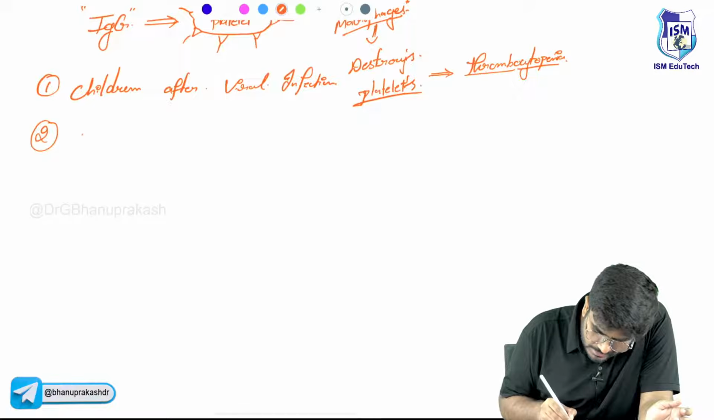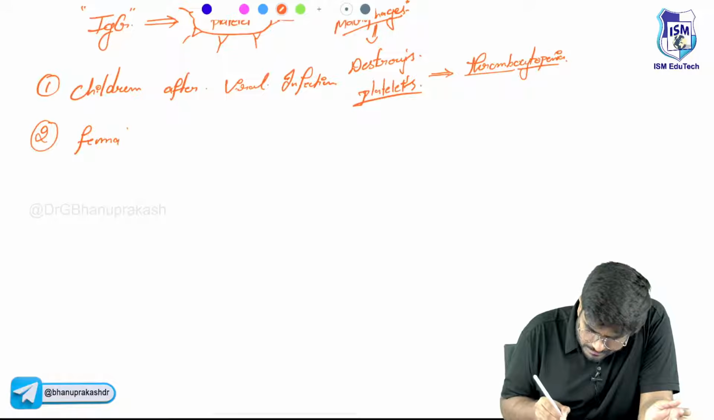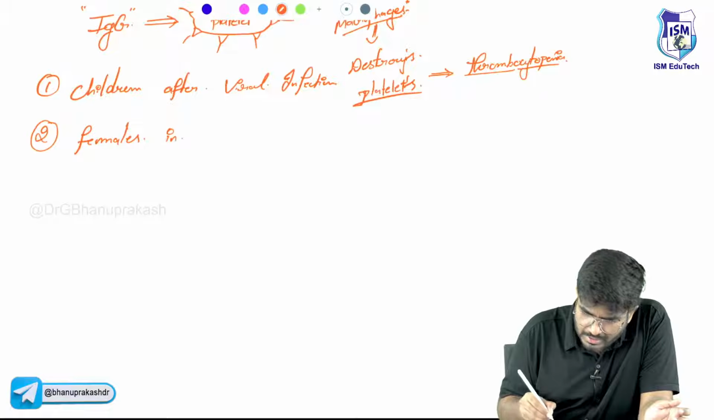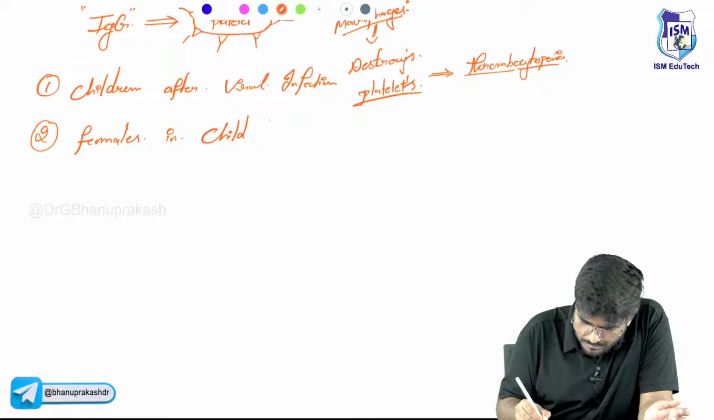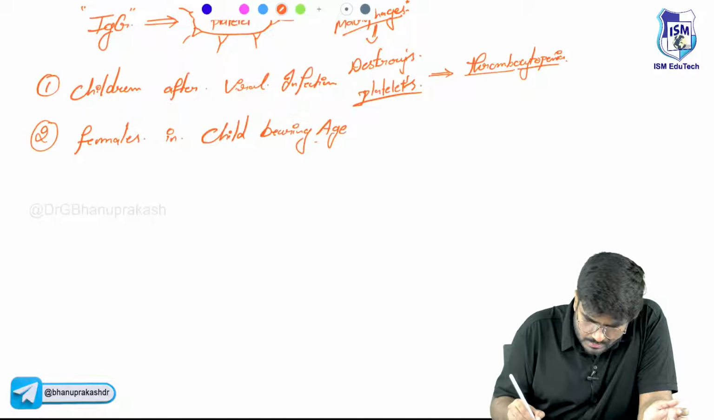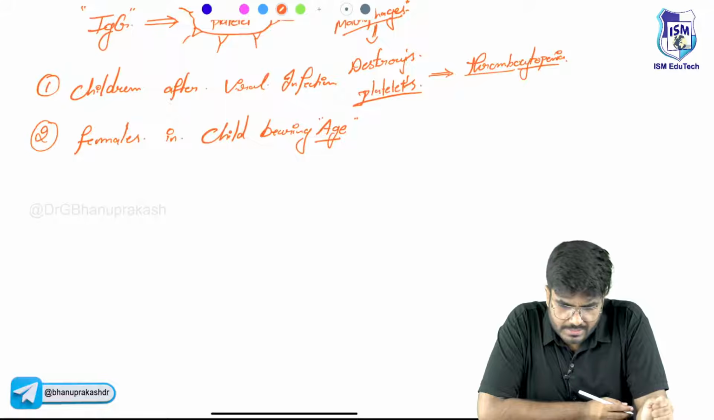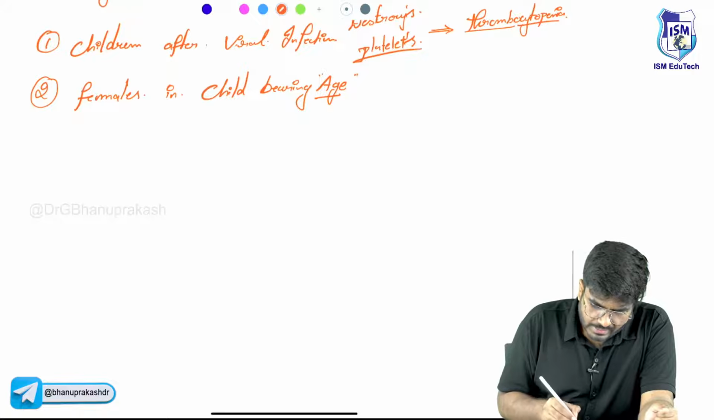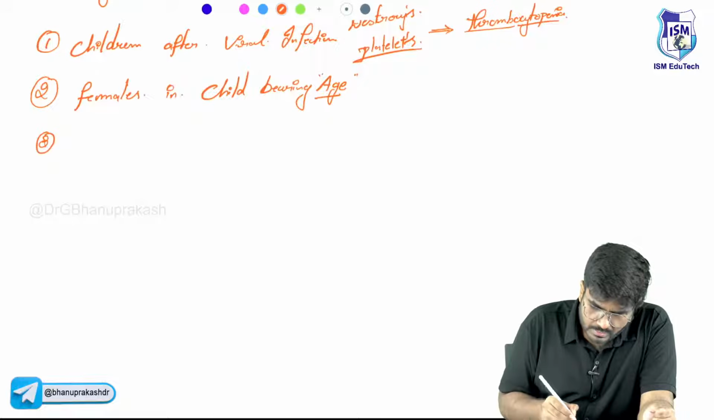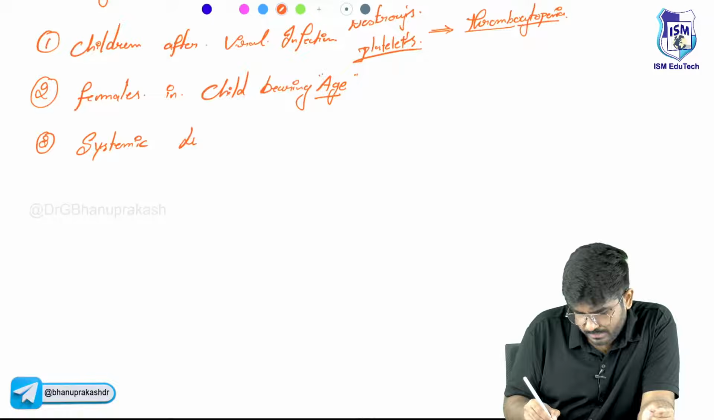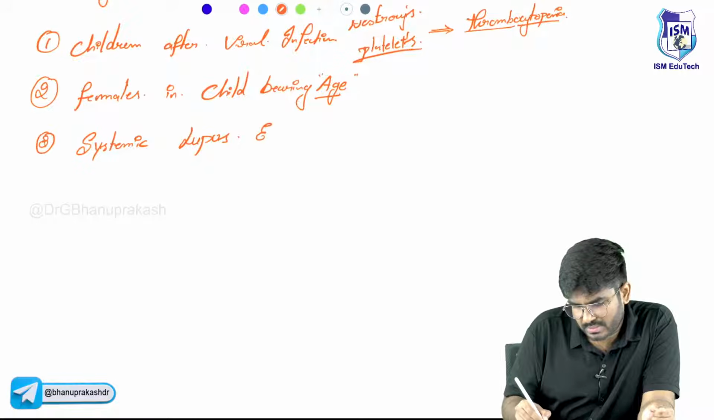Second, it's going to be seen in females, especially females of childbearing age. It can be secondary also. It can be seen in patients who are having SLE, that is systemic lupus erythematosus.